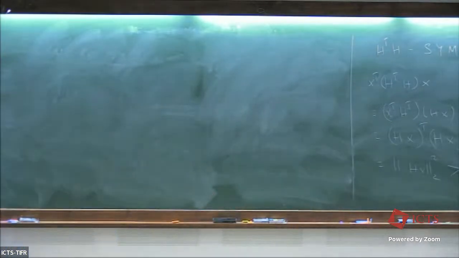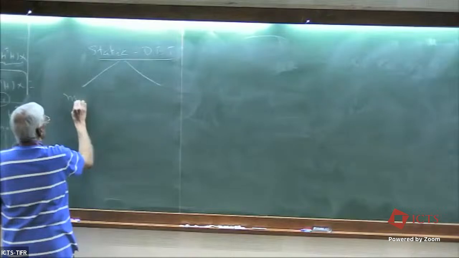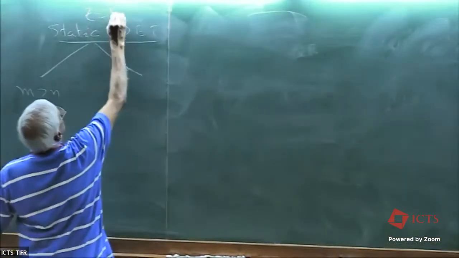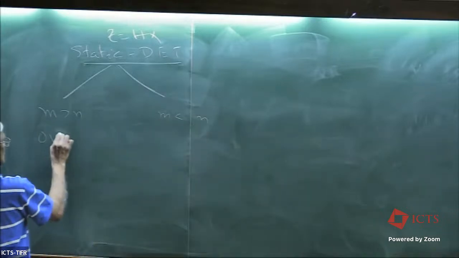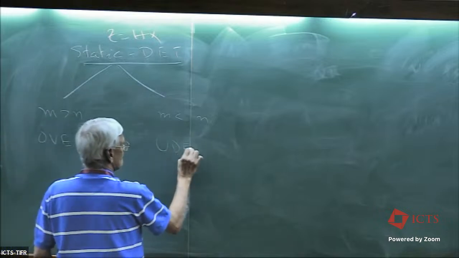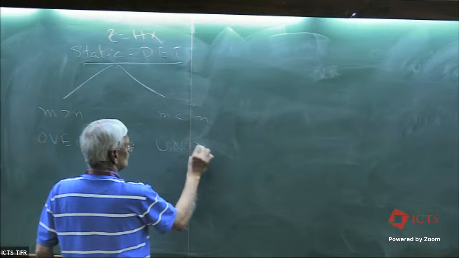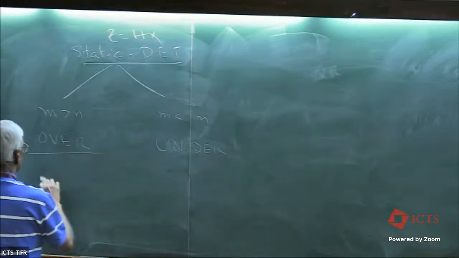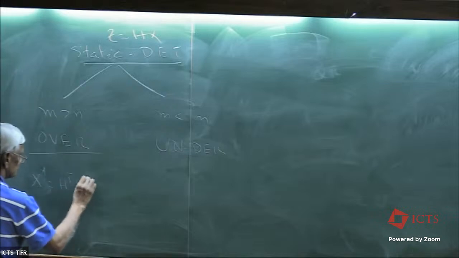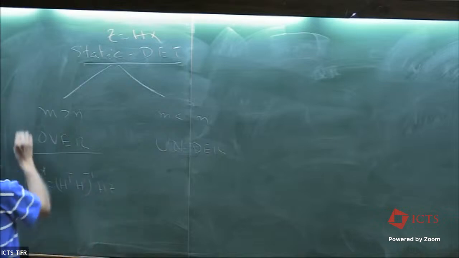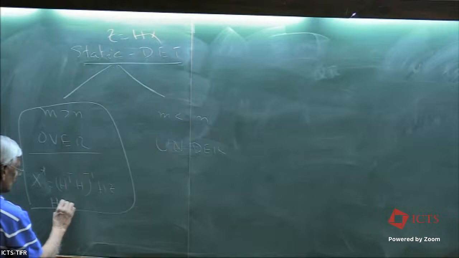So let's talk about the classification problems now. So the static deterministic problem, there are two things. M is greater than N, Z is equal to H of X, and M is less than N. This is overdetermined, this is underdetermined. And the solution for this is X. And that's what we work towards today under the assumption H is full rank.